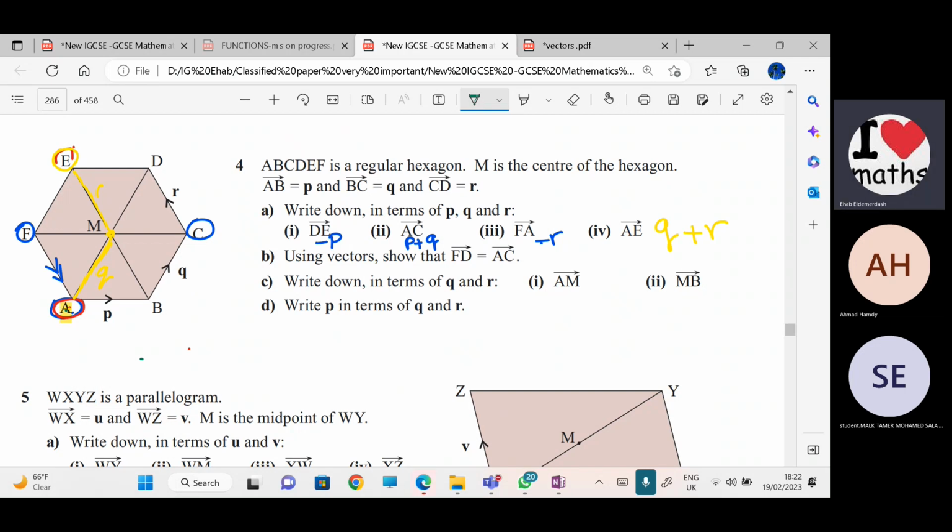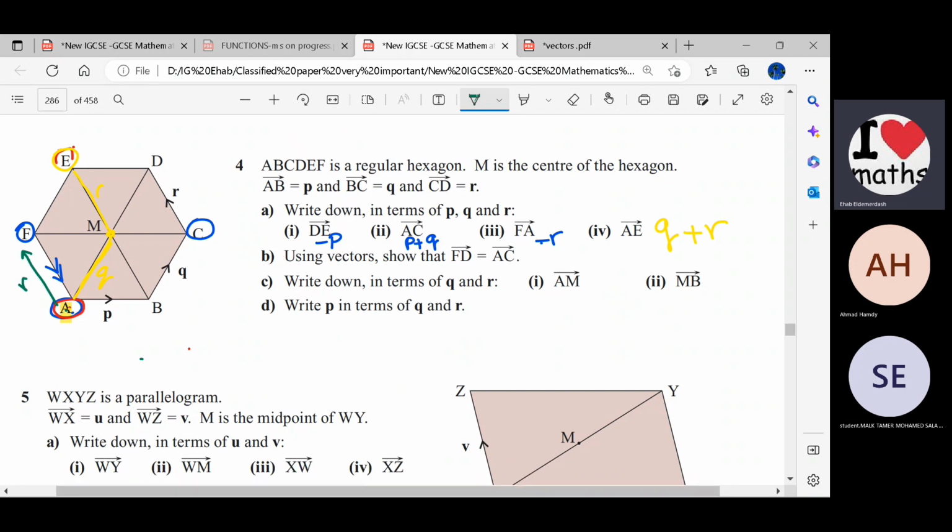It will be what? R. What is AF here? We call it R. And after that I went from F to E, I call it Q, so I can say it's R plus Q. Is it clear or not? So I have to check the movement and follow the movement. Are you with me, guys? Okay, let's play the game.